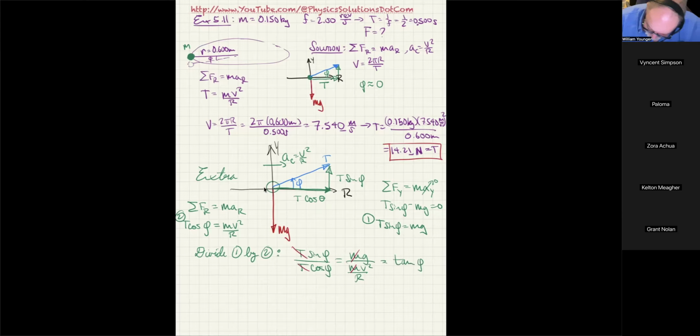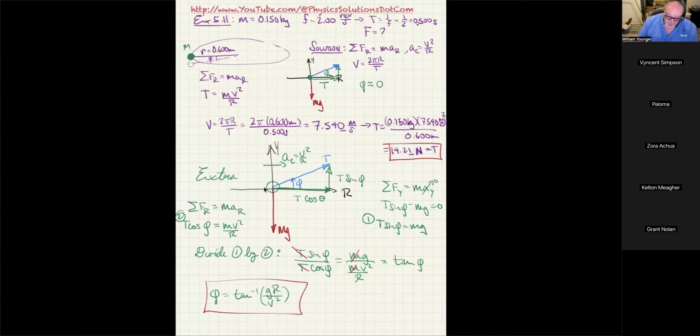So with that in mind, we could go ahead and use this, for instance, to solve for phi. We would say phi equals the tangent inverse of gr over v squared, and you'll find out that this is a form of equation that you can use over and over again, but that's basically it. So now we have the phi.